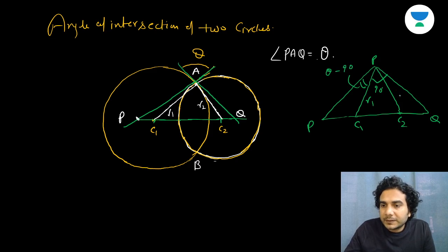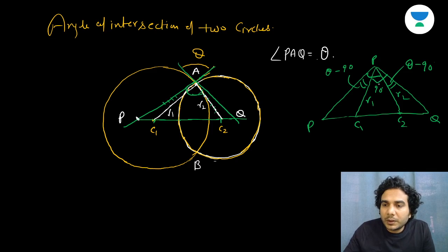Similarly, this is radius R2, radius of this circle. Can you see this radius R2, and this is its tangent. AP is tangent, so angle between AP and radius R2 is also 90 degree. So this angle is also 90 degree, right? And this total angle is theta. So what is this remaining angle? This remaining angle is also again theta minus 90, right?